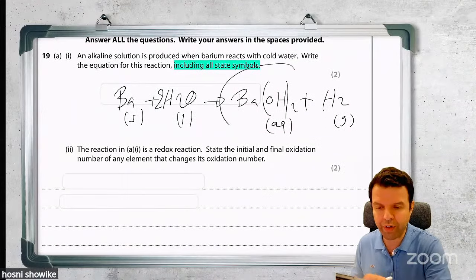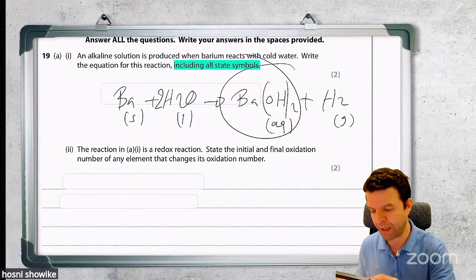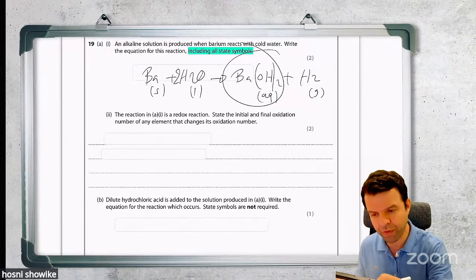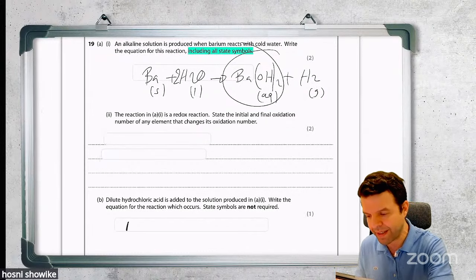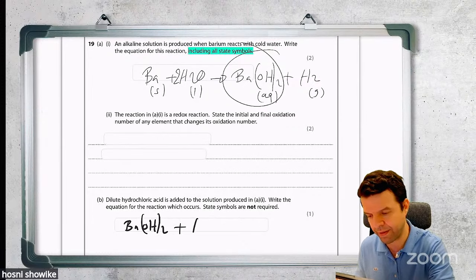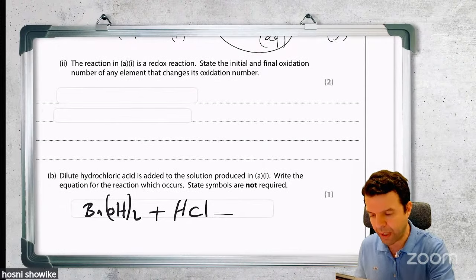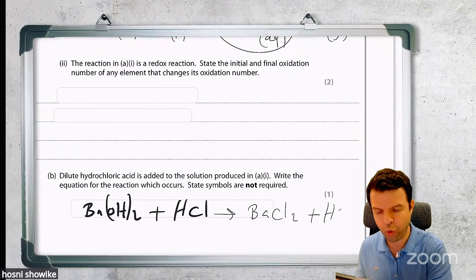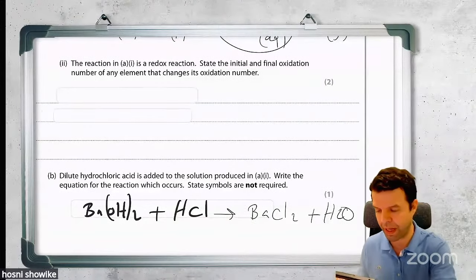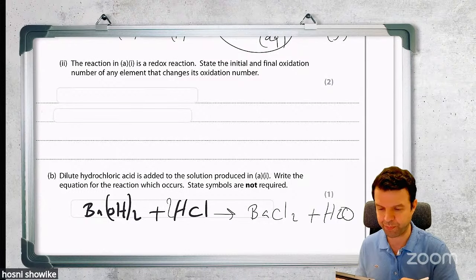What if I reacted this with an acid, with hydrochloric acid? What would you expect to get? So let me solve this first, and then I return back to this, okay? So I'm going to react this here with an acid. I'm going to get barium chloride and water, salt and water, acid and alkali. And I'll just balance it here.